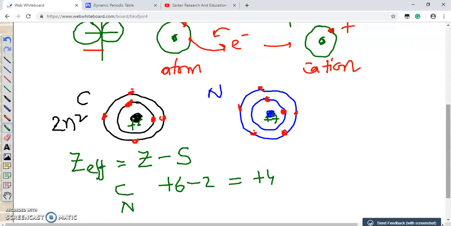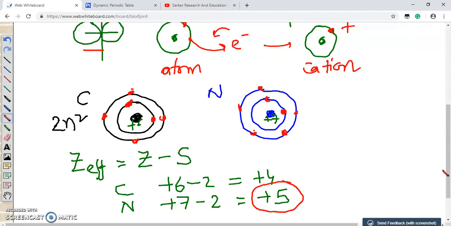And for nitrogen, this is plus 7 minus 2. They have the same number of core electrons. So that equals plus 5. As you can see, nitrogen has a greater effective nuclear charge. So what will happen? It will pull the outer electron more effectively than in the case of carbon, because it has a higher effective nuclear charge.